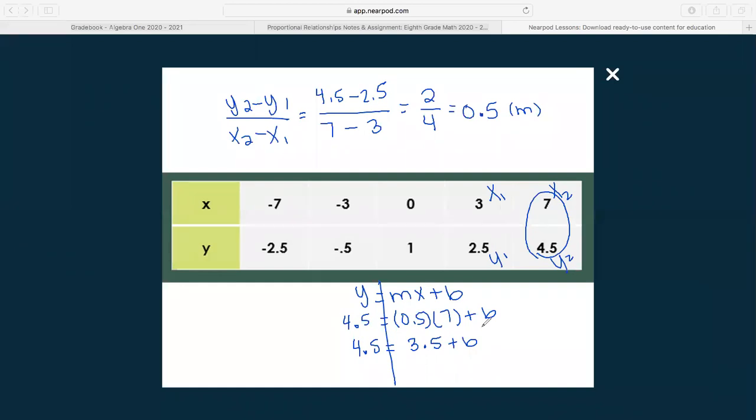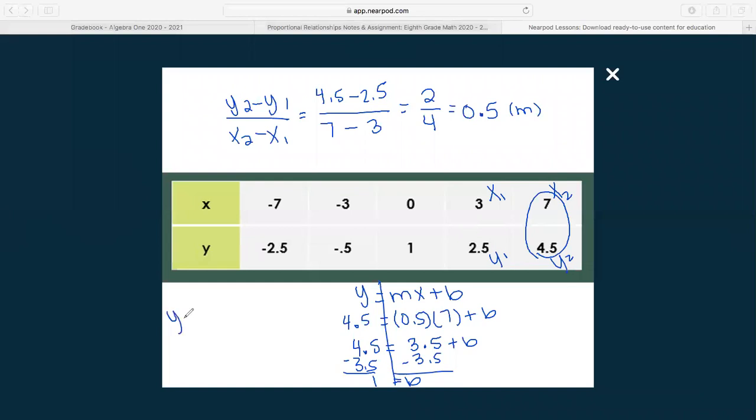So now I'm trying to solve for b. I'm trying to figure out what b is. So I've got to get rid of this positive 3.5. How would I get rid of this positive 3.5? It's all by itself. It's positive. How do I get rid of it? Awesome, someone gave me the answer in the chat. So we're going to subtract 3.5 from both sides. And when I do that, I get a b value of 1. 1 equals b. There's my y-intercept.